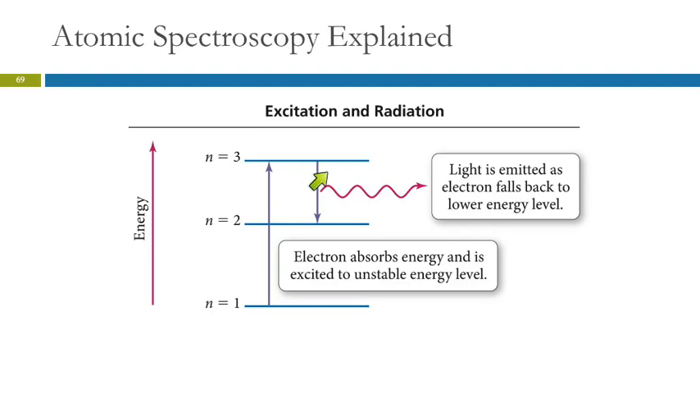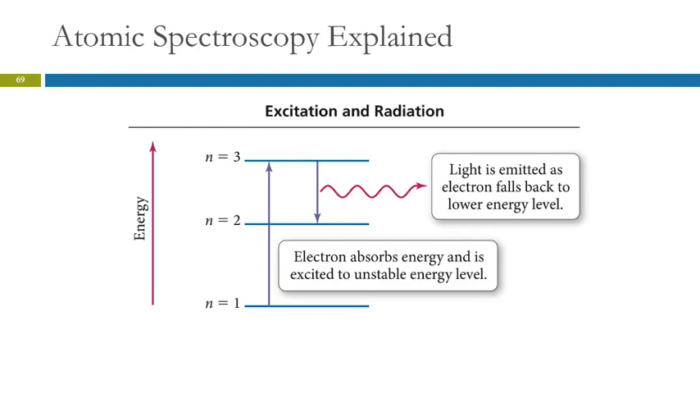As it comes back down, it has choices, like an electron can choose, right? It could go different places. It could go to n equals 2, or it could go all the way to n equals 1. But it has to go to one of the lower principal levels. When it goes back down, then it releases light energy, and that energy corresponds to the difference between n equals 3 and n equals 2.